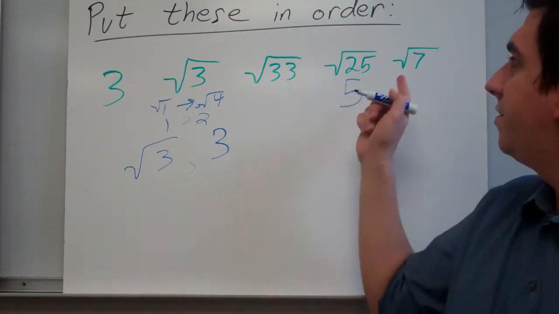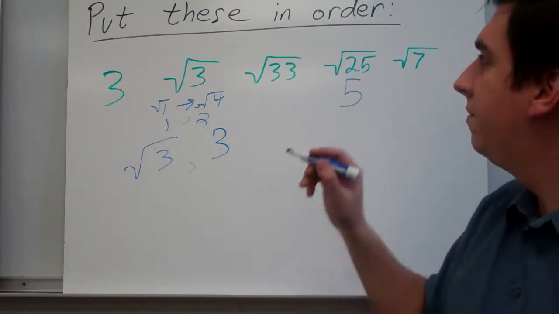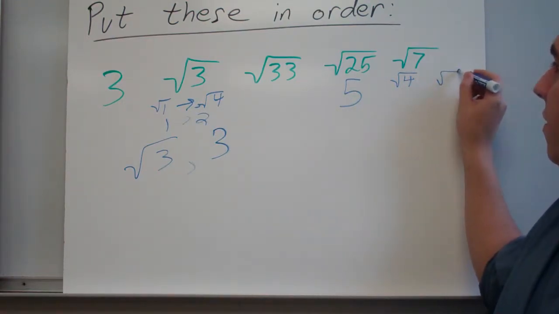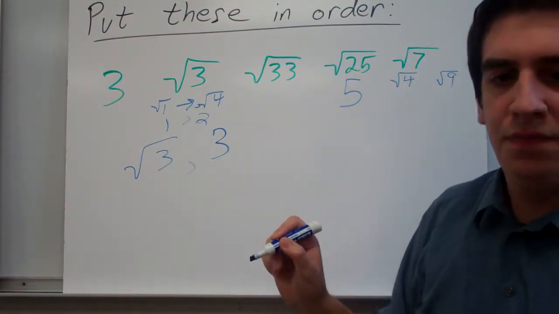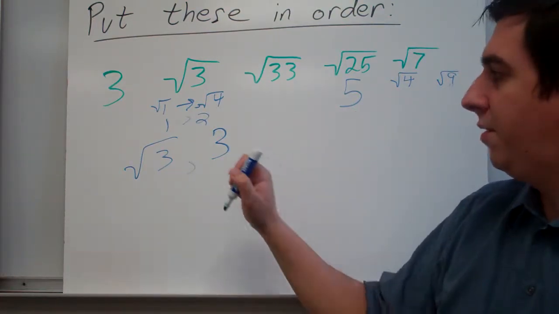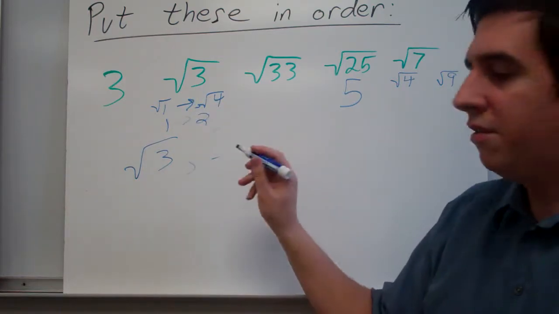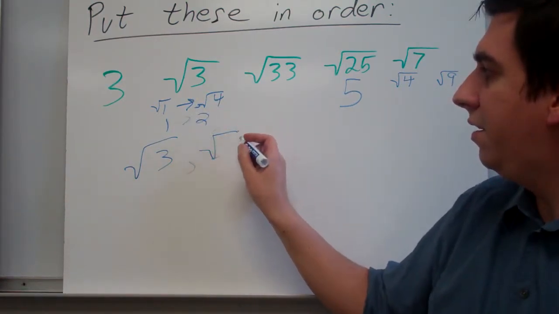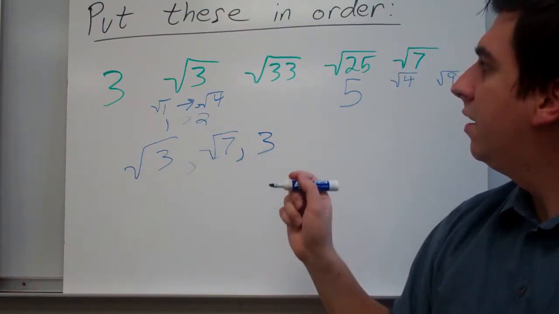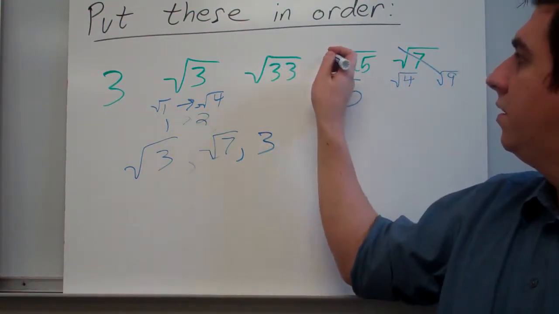We also have some others. Square root of 7. That's between the square root of 4 and the square root of 9. It looks like it's going to be closer to the square root of 9, but it's still lower. So actually, the square root of 7 is less than 3. 3 would be next probably. So we're done with these.